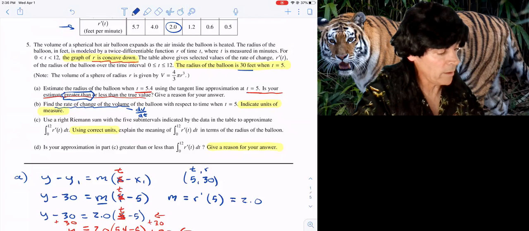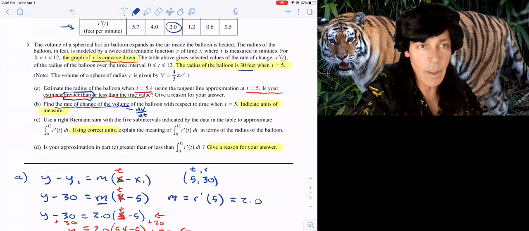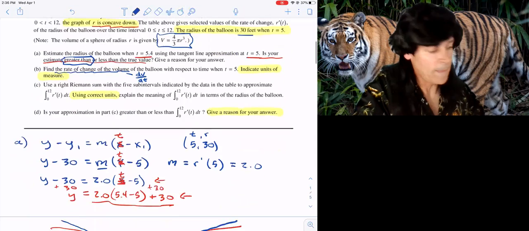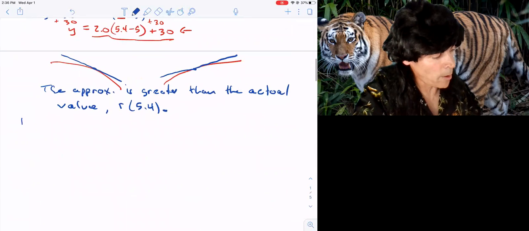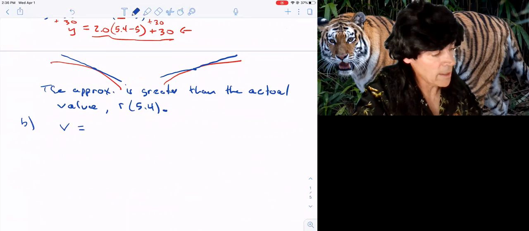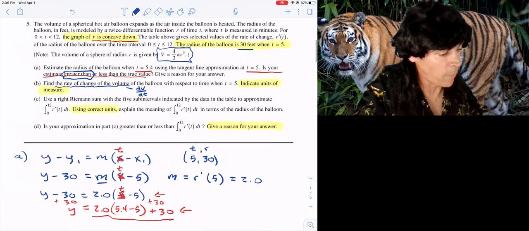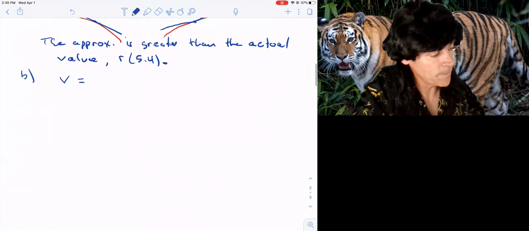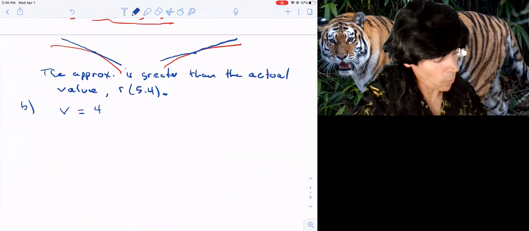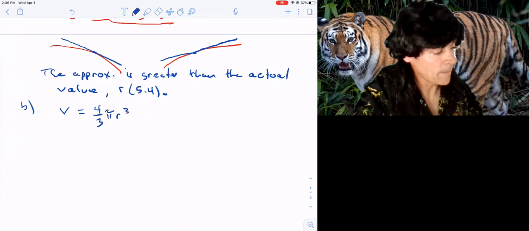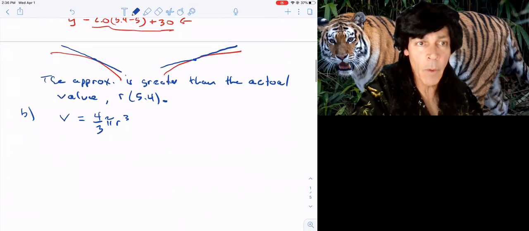There we go. Well, to get dV/dt, we need to start maybe with an equation that's got a V in it. Wonder where one might be. Oh, look at there, right there. This is part B. We'll take V is equal to, I got to go back up here and look, make sure I'm getting the right equation. 4/3 pi r cubed. Okay, now to get dV/dt, what am I going to do?